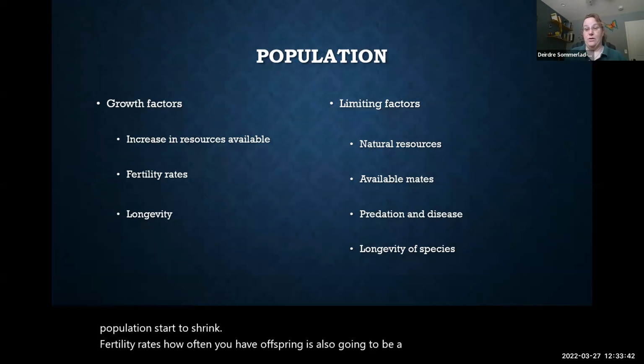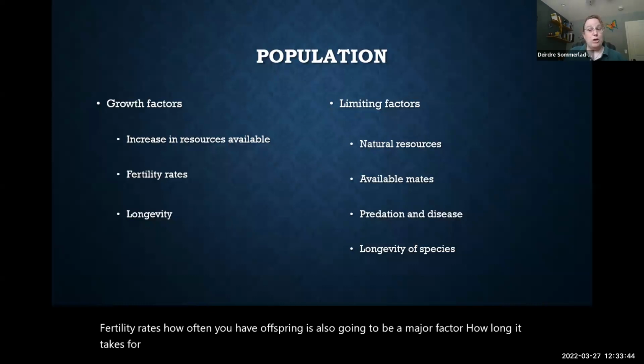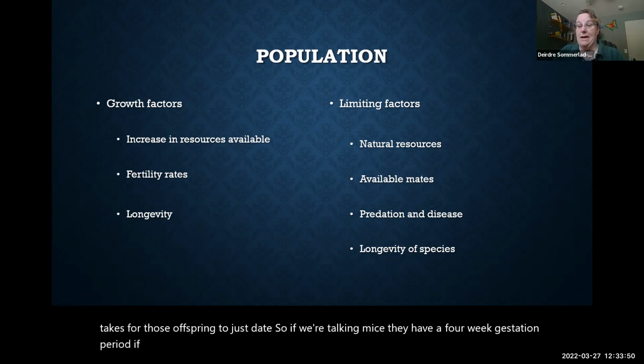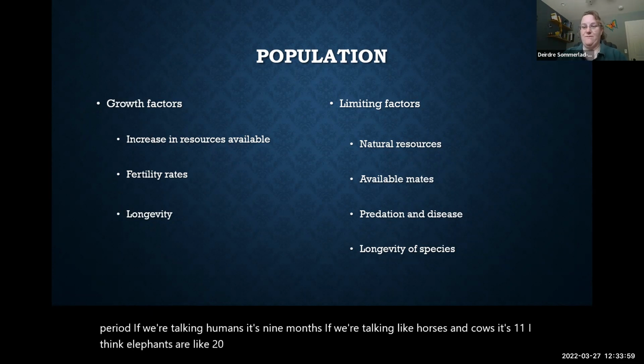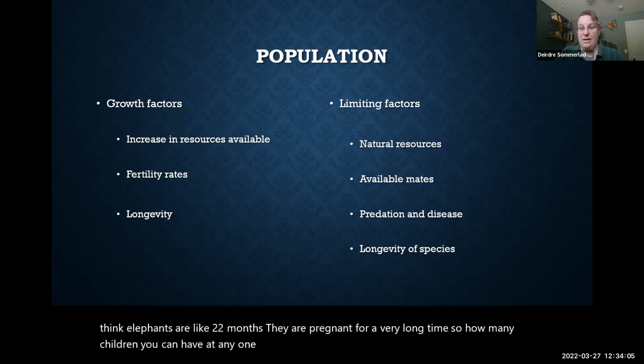Fertility rates, how often you have offspring, is also going to be a major factor, as is how long it takes for those offspring to gestate. If we're talking mice, they have a 4-week gestation period. If we're talking humans, it's 9 months. If we're talking horses and cows, it's 11. I think elephants are like 22 months. They are pregnant for a very long time. So how many children you can have at any one time is a fertility rate.